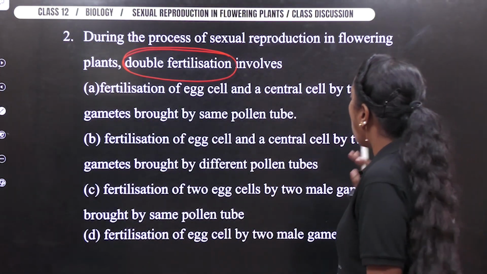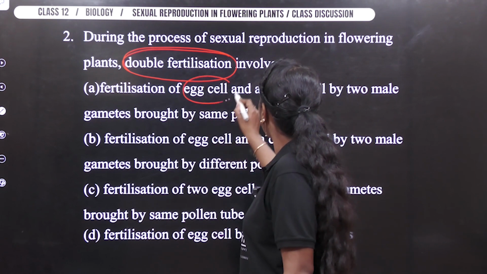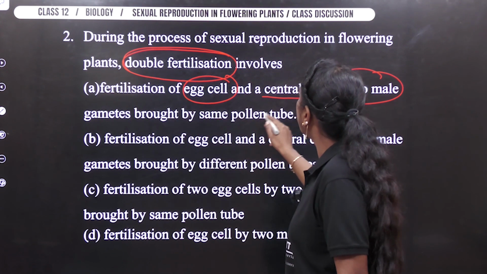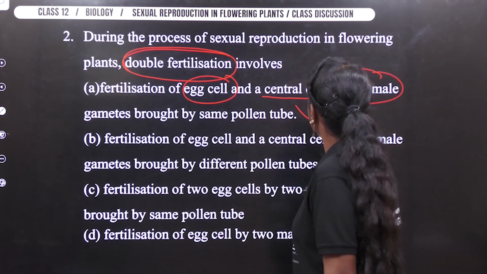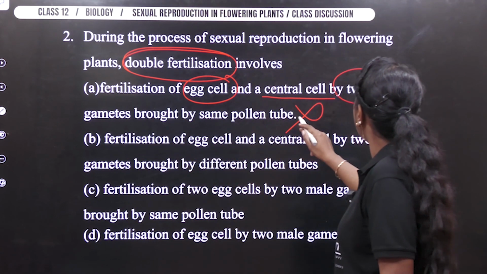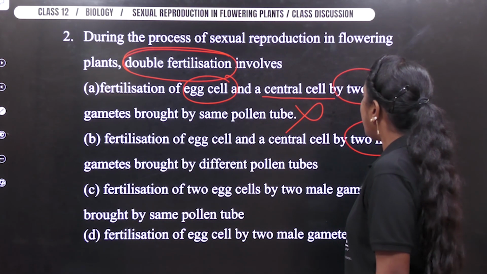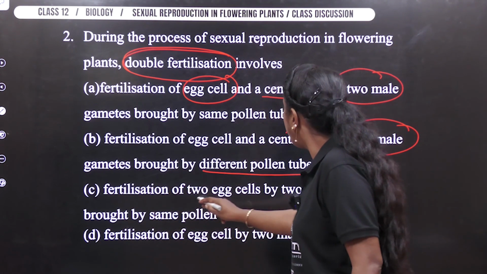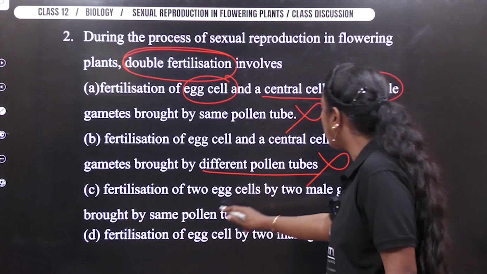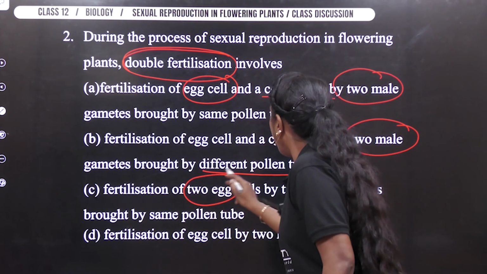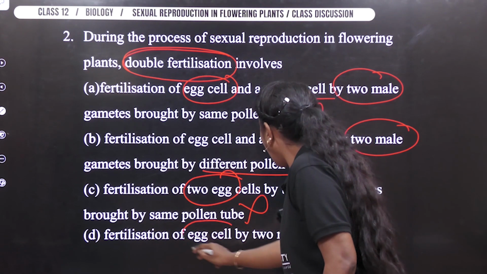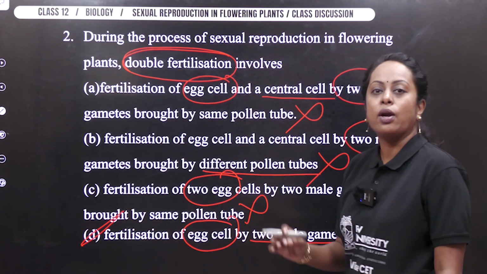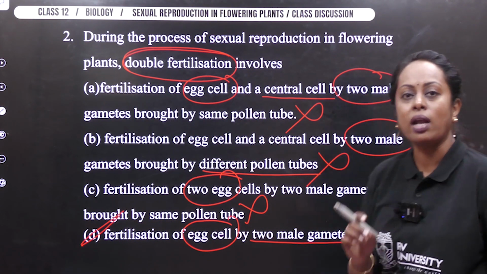So thereby, our options are: fertilization of the egg cell and the central cell by two male gametes brought about by the same pollen tube. So this is going to be wrong. Fertilization of the egg cell and the central cell by two male gametes brought about by two different pollen tubes. Wrong. Fertilization of two egg cells by two male gametes brought about by the same pollen tube. Wrong. Fertilization of the egg cell by the two male gametes. So thereby our answer is option D, and I hope that you have selected option D as your answer.